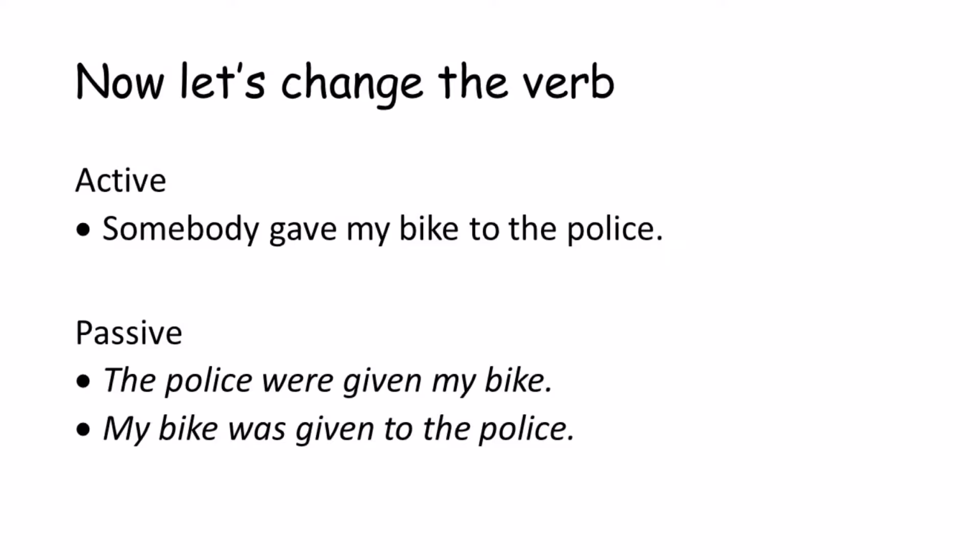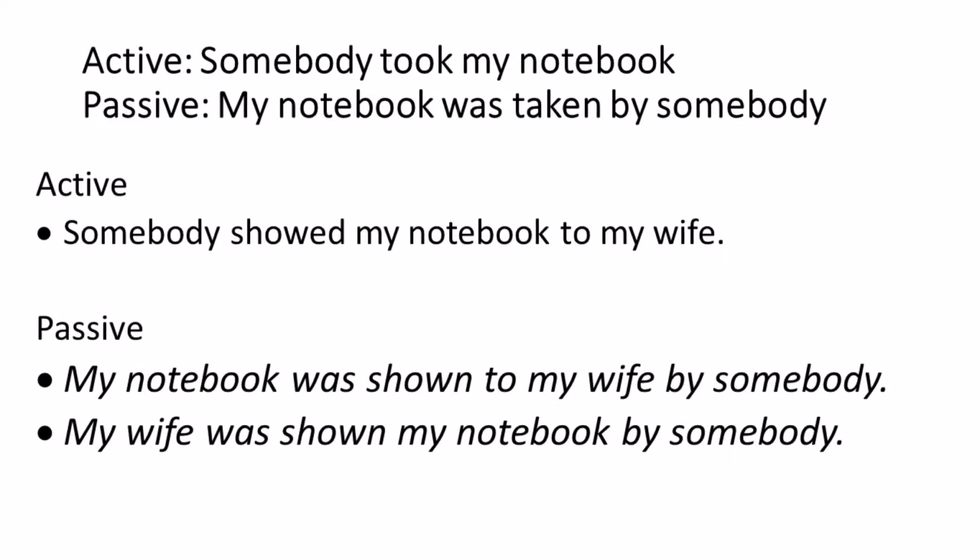Okay, now let's deal with somebody and the notebook. So somebody took my notebook. My notebook was taken by somebody. Nice and straightforward. However, let's try using the verb showed. Now here, showed can have a nice double object on it. You can have two different objects. So let's have a look. Somebody showed my notebook to my wife.